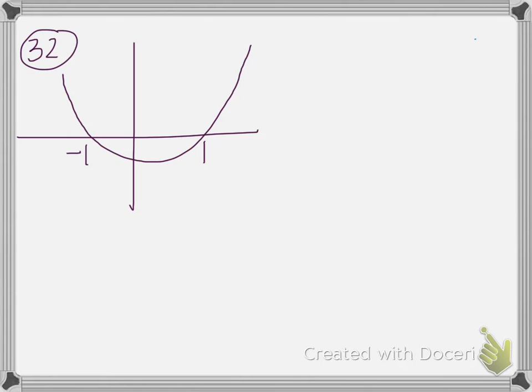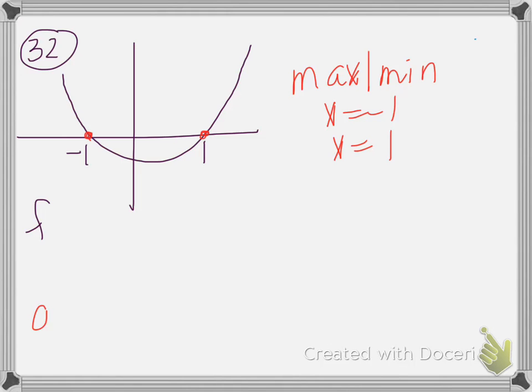Okay, so for number 32, you're looking at a graph of a derivative. This is f prime. And you have to figure out what the original looks like. So the easiest way to do this is to say, okay, where the derivative hits the x-axis is where there should be a max or a min. So there should be a max or a min at x equals -1 and x equals 1. So look at your 5 choices. And if you look at choice A, there is no max or min happening at -1.